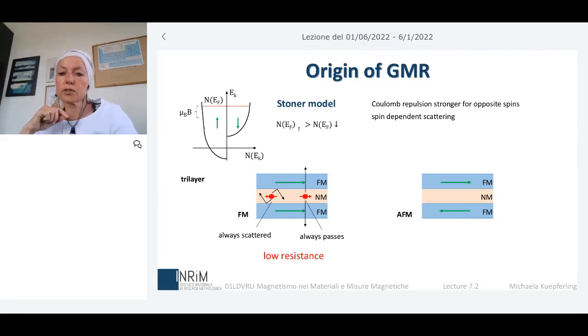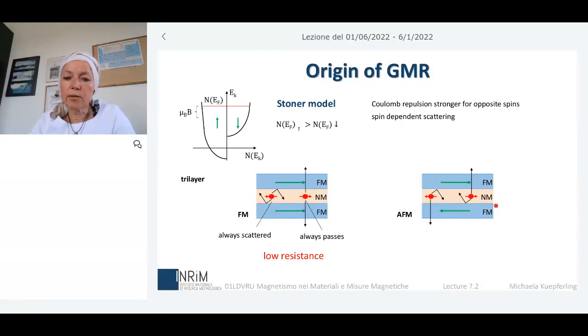Anti-ferromagnetic situation. So we have anti-parallel alignment between the two ferromagnetic layers. Let's consider the first electron. It will pass the upper layer, but it will be scattered at the bottom layer. The opposite spin direction, of course, is just the other way around. It will pass the bottom layer and it will be scattered at the top layer.